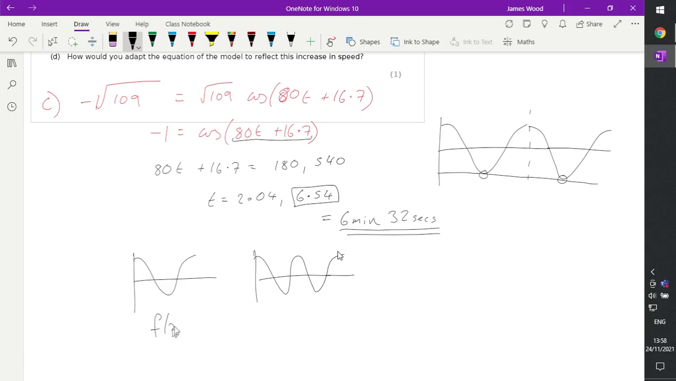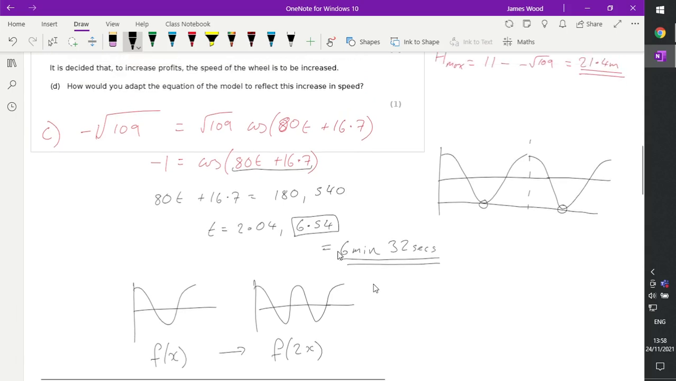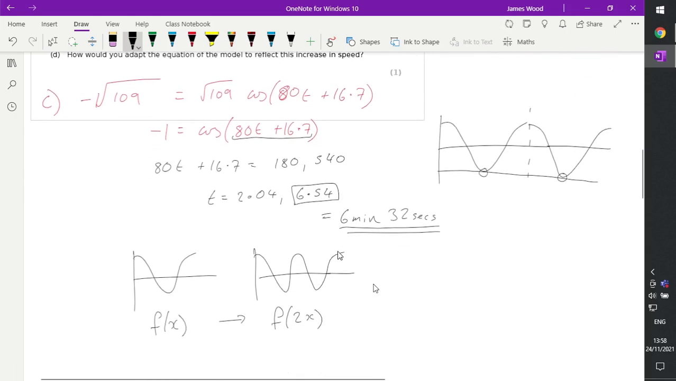Remember, when we're doing graph transformations, this is going from f of x to f of, maybe it's f of 2x, to squash it by 2. So basically what we want to do is change the 80 to a higher number. Okay, so this number here. Okay, so I'm not going to write it down, but increase the coefficient of t. So instead of 80, you could turn it into 160 if you wanted to double the speed.